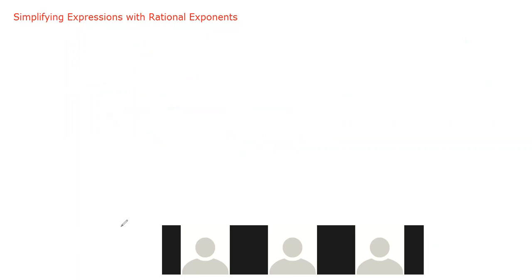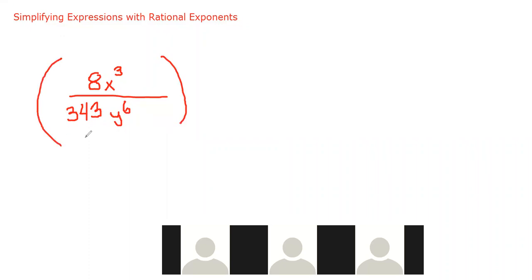So, the last one is 8x raised to cube over 343. Ang hirap naman ito. 343. y raised to 6. Then, naka-squared pala sila. Ay, naka-exponent pala sila sa 2 thirds. Okay? So, equal natin. So, sabi ko kanina lahat.